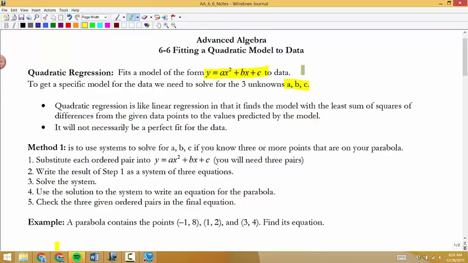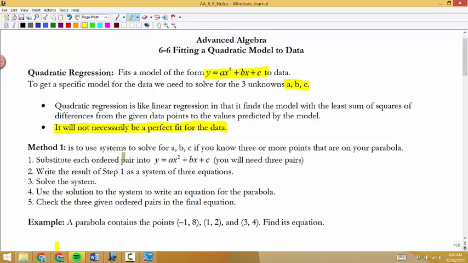Now, a quadratic regression is just like the linear regression in that it finds a model with the least sum of squares of differences from the given data points to the values predicted by the model. It is not necessarily going to be a perfect fit. This is the important part: sometimes our data will be a perfect fit, and other times it will not. We need to understand that this is just modeling the data.